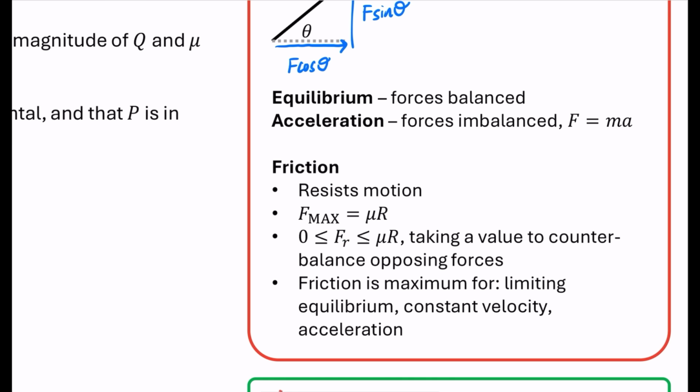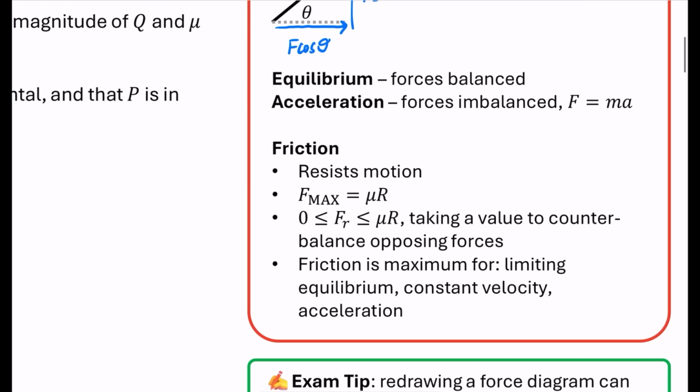And the value of friction can be anything between 0 and its maximum value, which is mu R. What it does is it takes a value to counterbalance opposing forces. So it doesn't always equal mu R if it is not at that limiting equilibrium, and we'll demonstrate that in an example in just a moment. Friction does reach its maximum though for these scenarios where it is in limiting equilibrium.